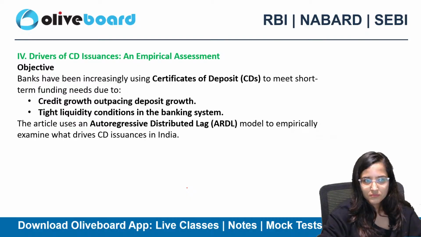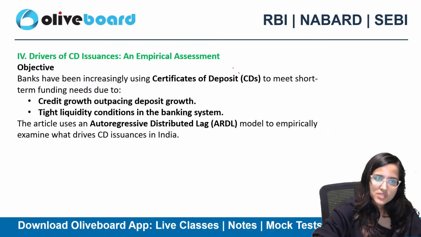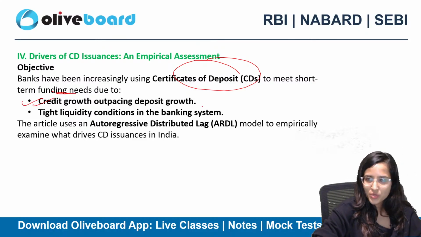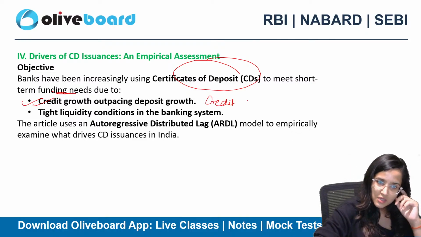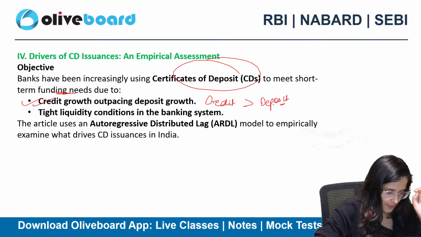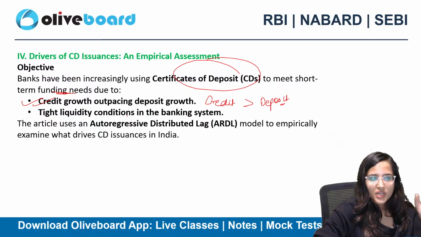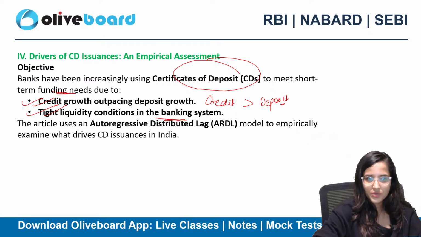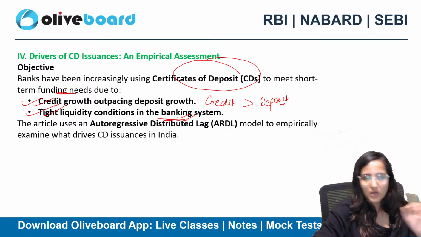Fine. And banks have been increasingly using certificate of deposit to meet short-term funding needs. Why? Due to credit growth outpacing the deposit growth. So credit growth is increasing and deposit growth is less. Okay? Tight liquidity conditions in the banking system. There are tight liquidity conditions in the banking system. So that is there as well.